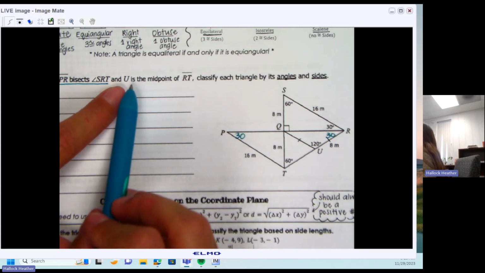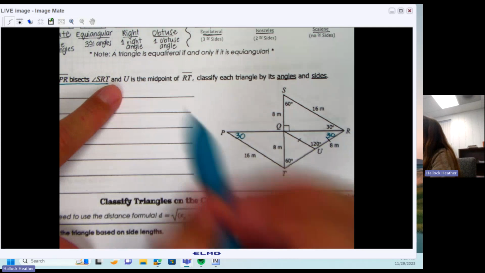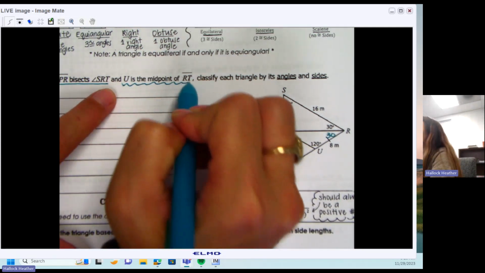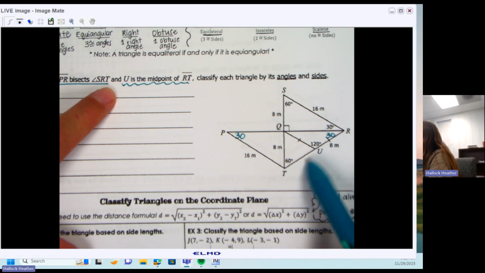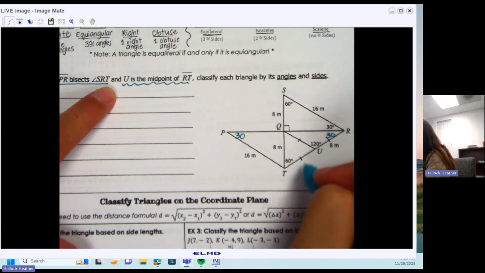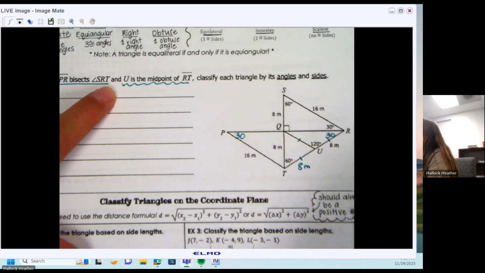The next part we need to add is U. It says U is the midpoint of RT. So U and RT are right here. RT is this whole segment. U is right here. If 8 is to the right, where else can I put 8 on this picture? On the other side. So I'm going to add a little dash, and I'm going to put 8 meters here.